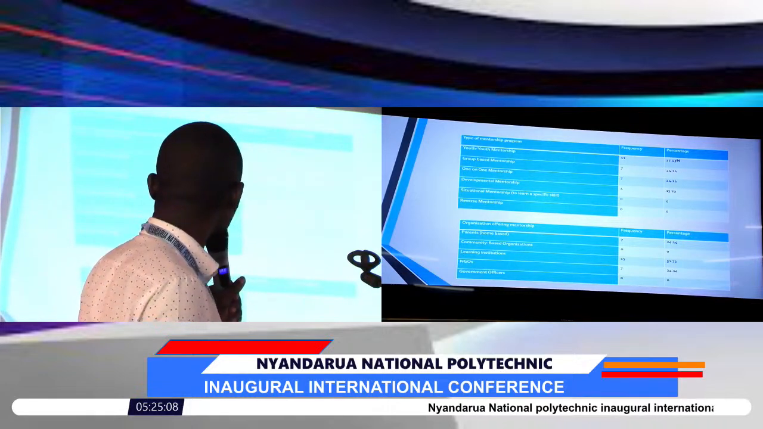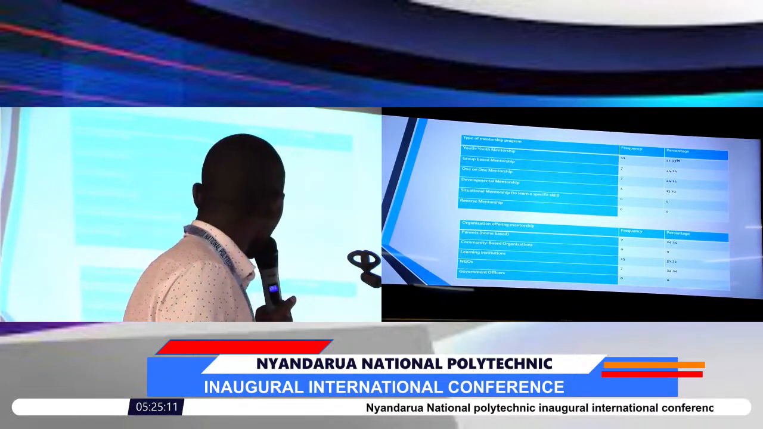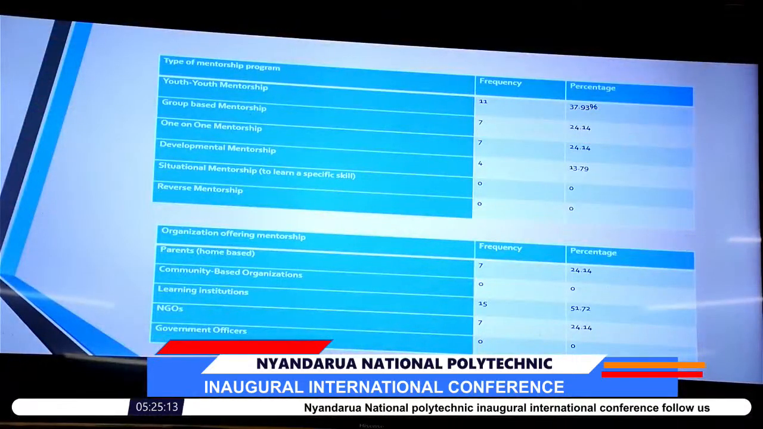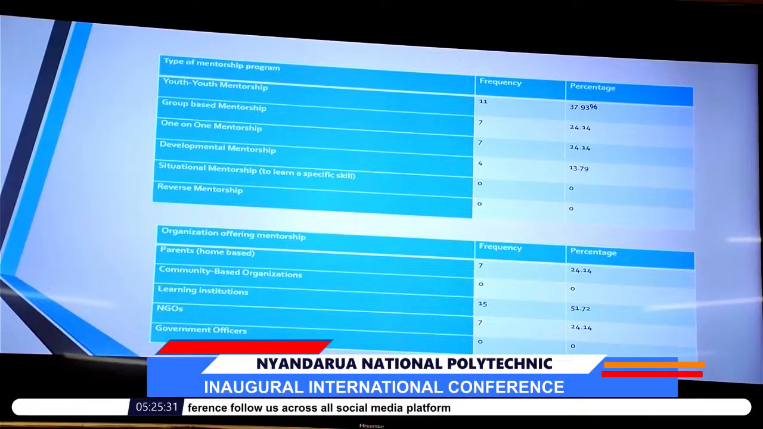Now, on the types of mentorship that youth had received, we had different youth mentorship programs that some of them had participated in. We had one-on-one learning, with a response of 7, and those trained at home, 7. Those trained by organizations, we had 11, and those given mentorship by the government, we had 0, meaning there is an issue.